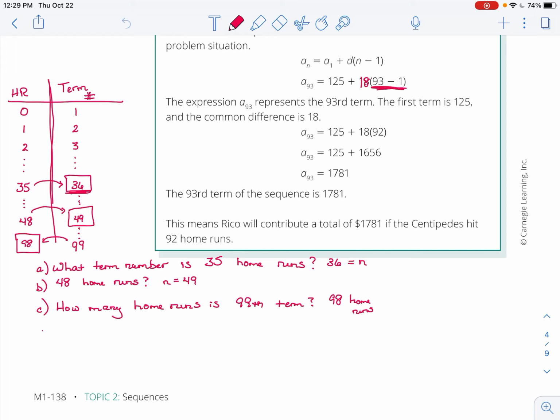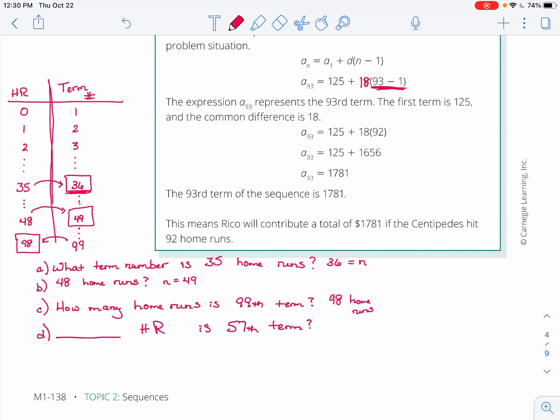3 questions, but I do want to add on one more. And it's really the same thing as before. How many home runs is not the 99th term this time, but let's talk the 57th term. And as I'm talking, if there's any point where you're like, wait, she's going too fast, this is a video. The nice thing is you can pause me at any time and get caught up.